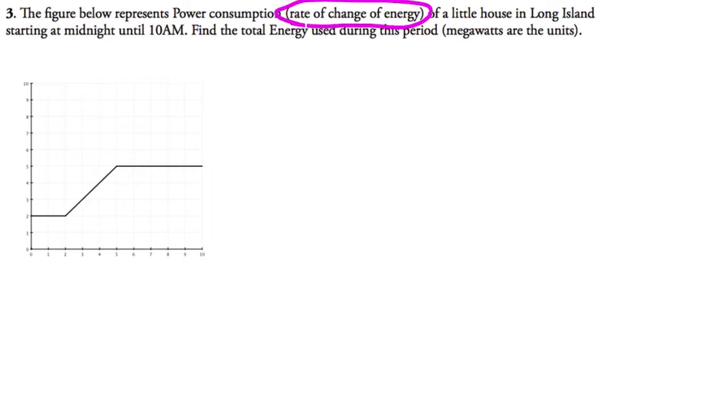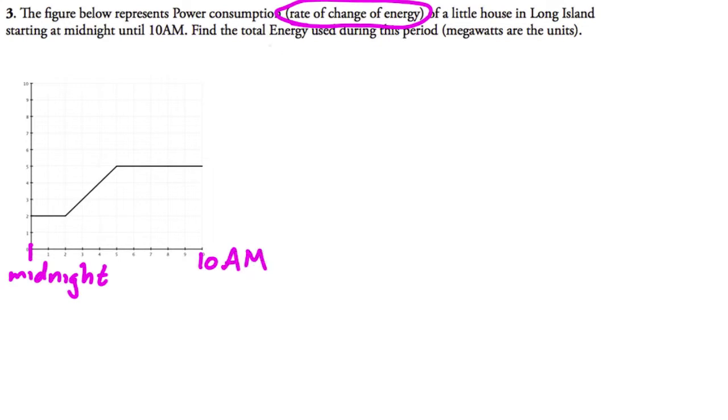Okay, so it says that the figure below represents the power consumption, which is the rate of change of energy, of a little house in Long Island starting at midnight until 10 a.m. Find the total energy used during this period. Okay, so here this represents midnight, and over here this is 10 a.m.